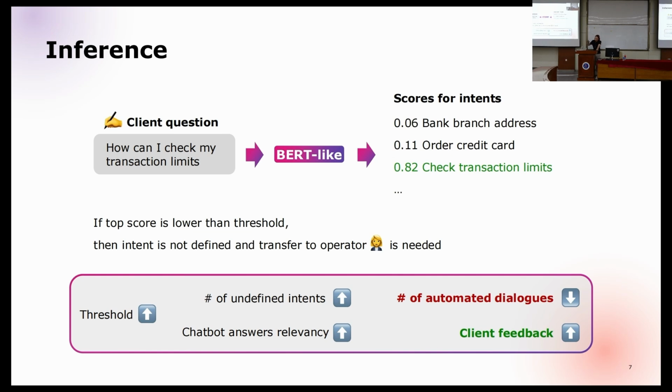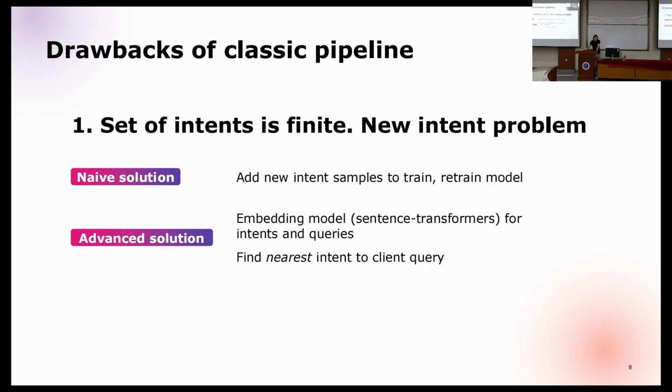We can change all arrows in this scheme, and it will be correct. So this approach is simple, and that's why it has plenty of disadvantages. The first is the number of intents. In practice, this number of intents is finite. We have approximately 400, 500 intents. Some other banks in Russia, I know, have maximum 1,000 intents, but it's still a small amount. And we can be sure that for all possible cases, for all possible questions, we have a corresponding intent.